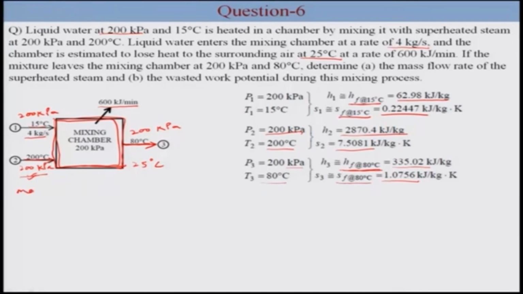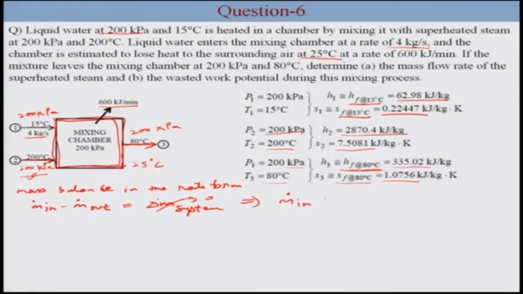So, if we apply mass balance in the rate form, mass which is entering minus mass which is going out is equal to change in mass of the system. So, this is a steady flow system, so this is equal to 0. So, it gives m in dot is equal to m out dot. From here, stream 1 is entering and stream 2 is entering. So, m1 dot plus m2 dot is equal to m3 dot.